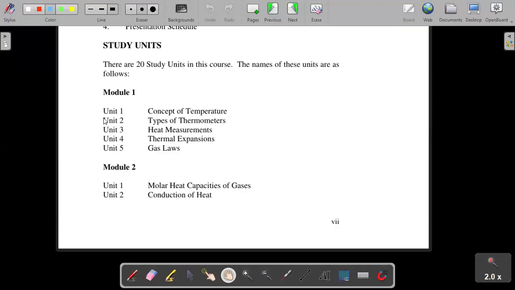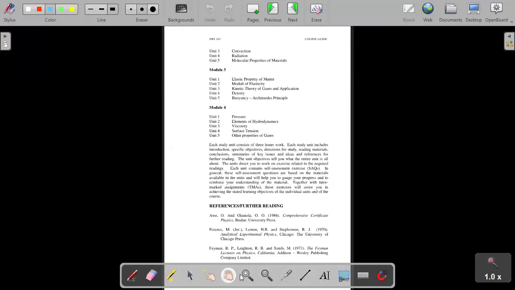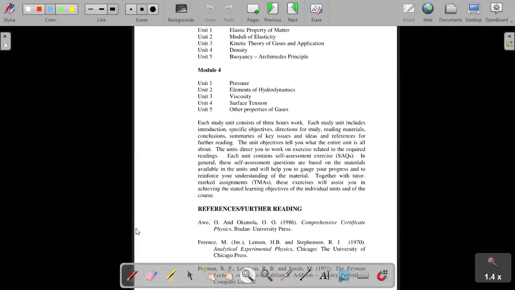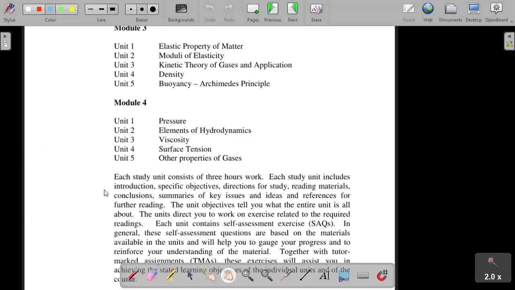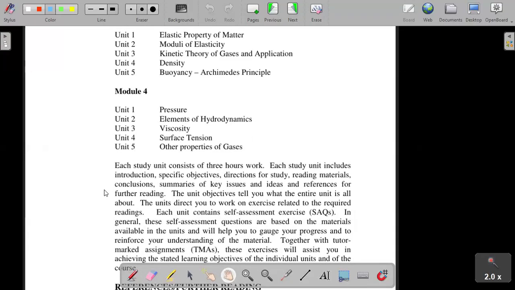So module one contains 5 units, and each of the units is very broad. Module two contains molar heat capacity of gases and the conduction of heat. Module two also has convection and radiation. Those are the modes of heat transfer. Then the molecular properties of materials. Module three has elasticity of matter, moduli of elasticity, kinetic theory, and buoyancy and Archimedes. Then module four, which is last, has pressure, elements of hydrodynamics, viscosity, surface tension, and other properties of gases.